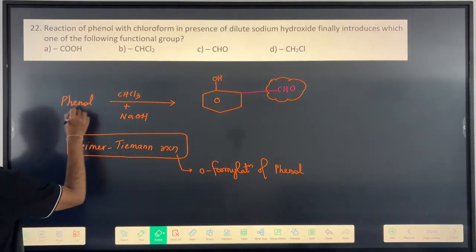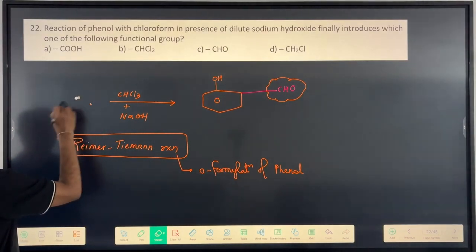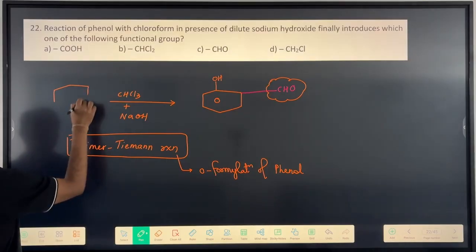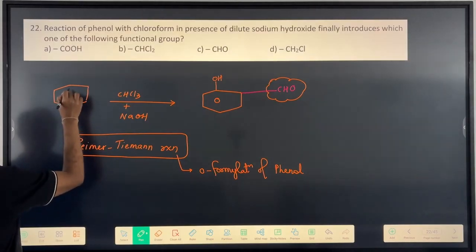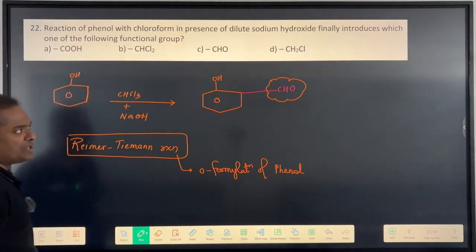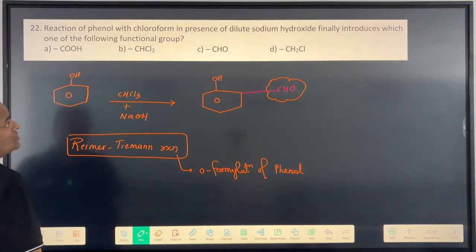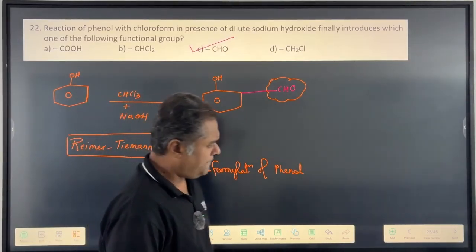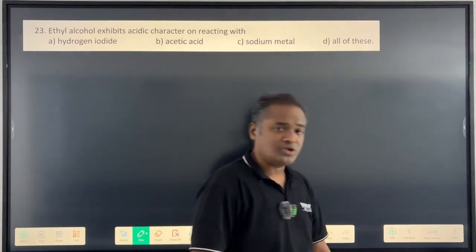So which is that new group which is introduced in case of phenol? If you see over here, I will just show you what a phenol unit is. A phenol molecule is nothing but a benzene ring containing an OH part over here. So which is the new group which is introduced? I think it's an aldehyde. So the correct answer is C. I hope this is clear, child. Let's move to the next question.